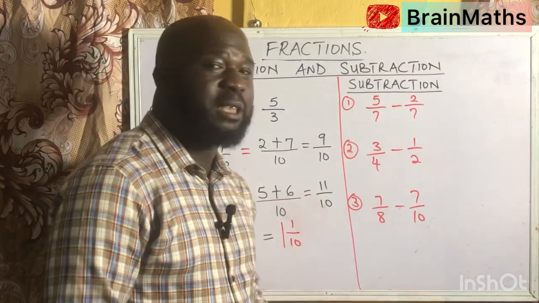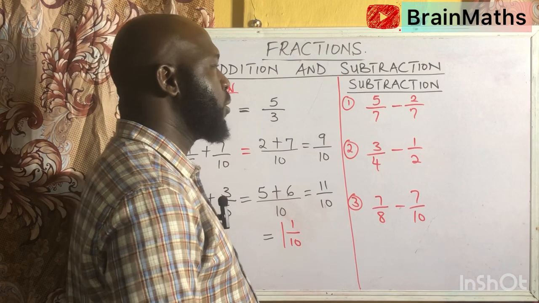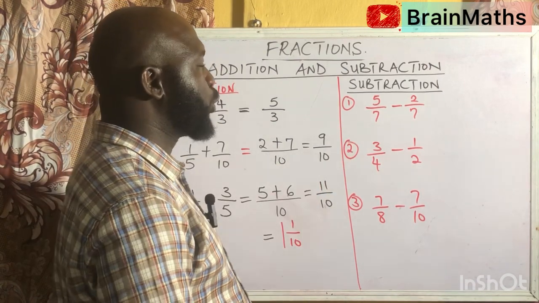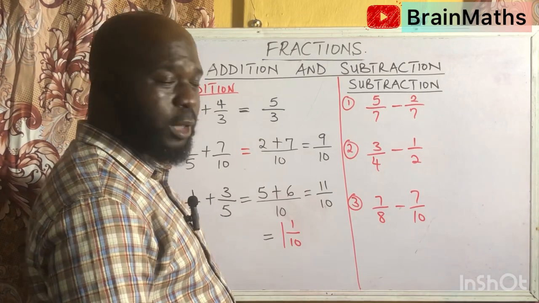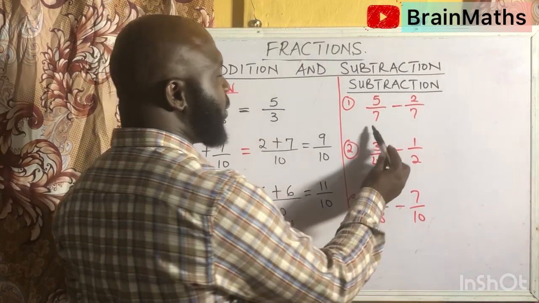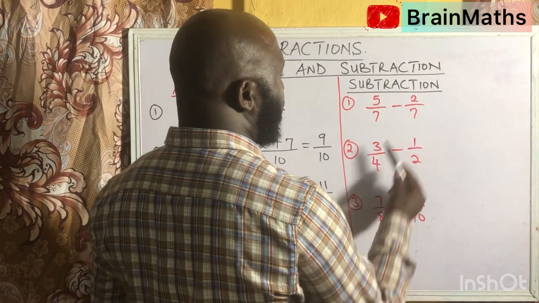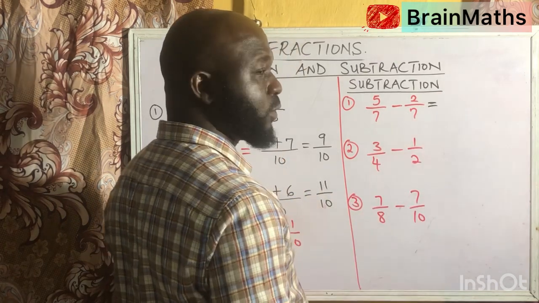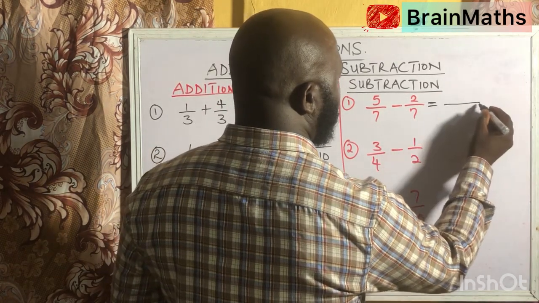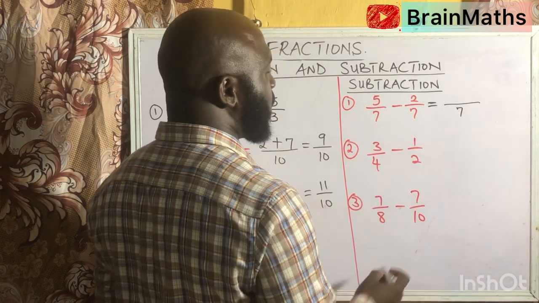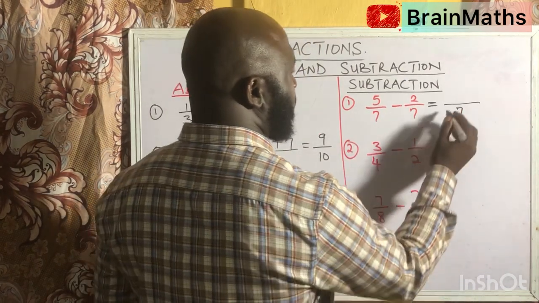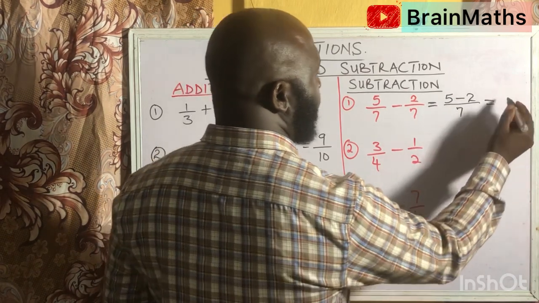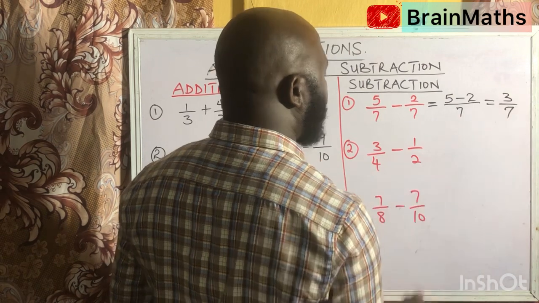Now let's come to the other side where we have subtraction. The same rule that we use on the addition side is what we will try to apply in the subtraction part as well. When you are given subtraction of fractions with the same denominators, it is quite easy to solve. All you need to do is just to take one of the denominators and then subtract the numerators from each other, and that will give us 3 over 7.